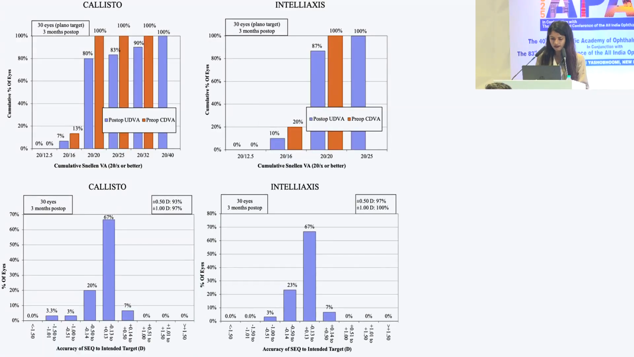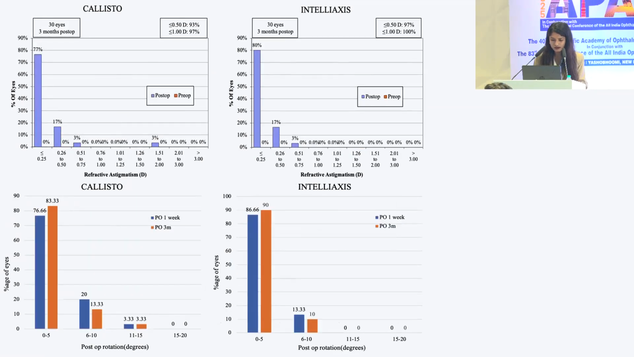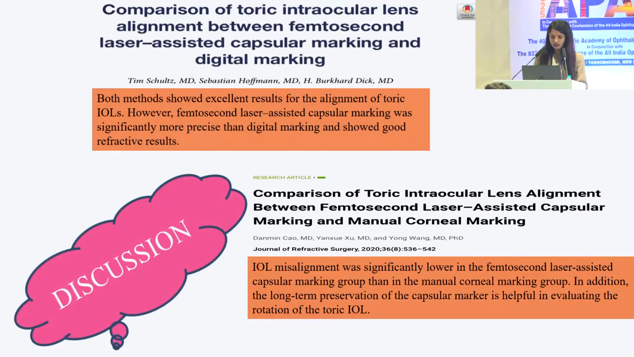These are the graphs at post-op 3 months. Refractive astigmatism was less than 0.5 diopter in 93% of the eyes in Callisto group, and less than or equal to 1 diopter in 97% of patients, whereas in IntelliAxis group it was less than 0.5 diopter in 97% and less than or equal to 1 diopter in 100% of patients. Previous studies by Dr.